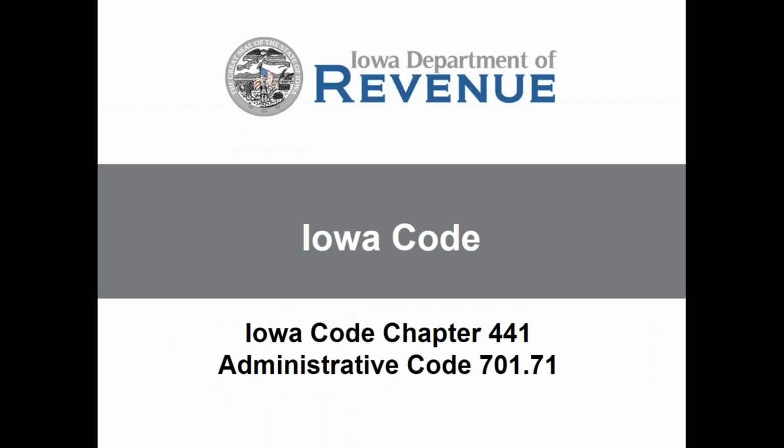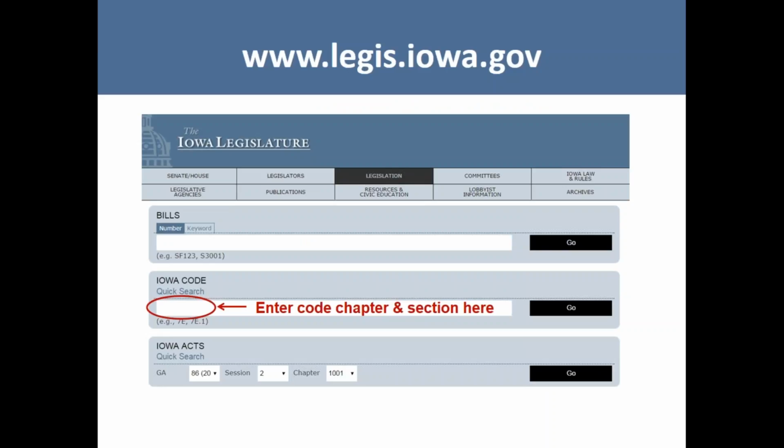Now, let's talk just a little bit about the Iowa Code. We mention it quite a bit in our webinars, and everything we're talking about today is in Iowa Code Chapter 441 and in Administrative Code Section 701.71. I wanted to take just a second and show you how to find this information if you ever need to look up anything in the Iowa Code or the administrative rules. This is the website for the Iowa Legislature, and under the quick search, you enter the information for the chapter, which in this case would be 441. And that's where you would find the information that we reference when we talk about Iowa Code.